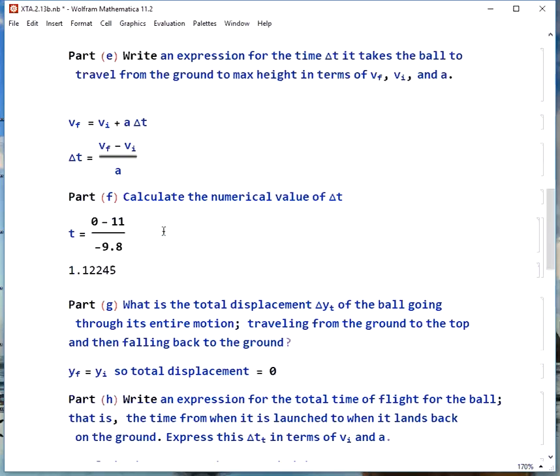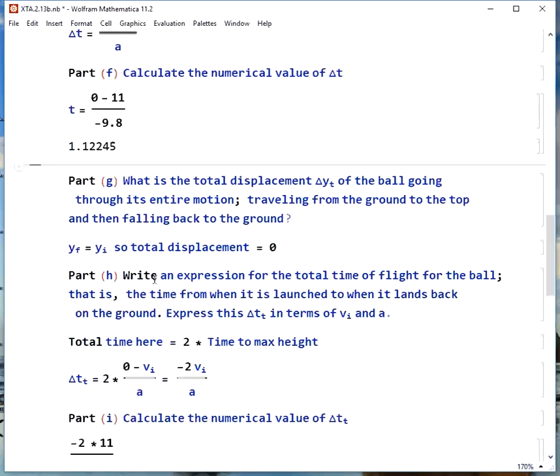Write an expression for the time delta t it takes the ball to travel from ground to max height in terms of Vf, Vi, and a. We can use this expression, then calculate the numerical value of delta t. We plug in final velocity is 0 at the top. It's 11 on the ground, Vi, so it takes 1.12 seconds.